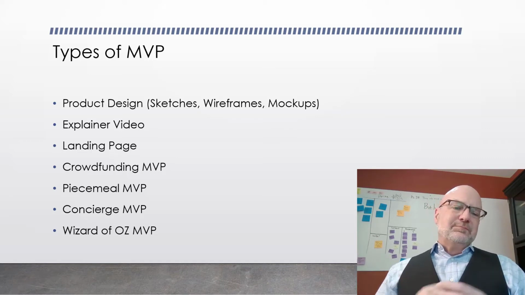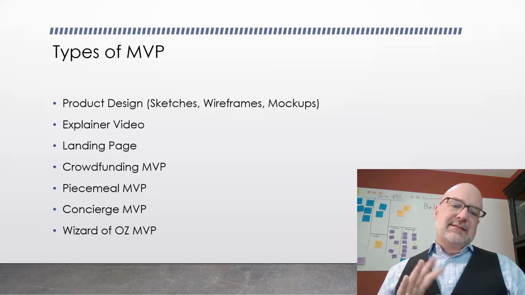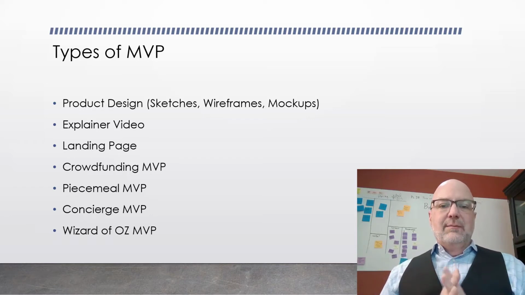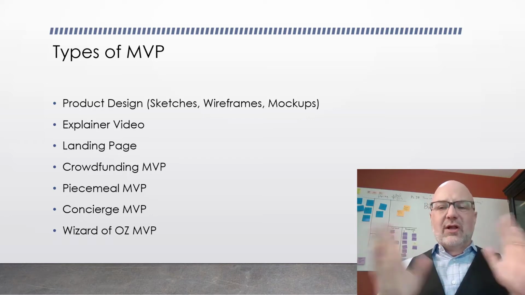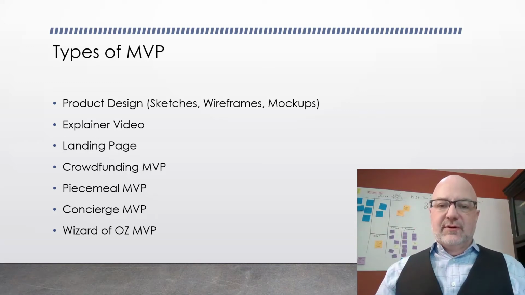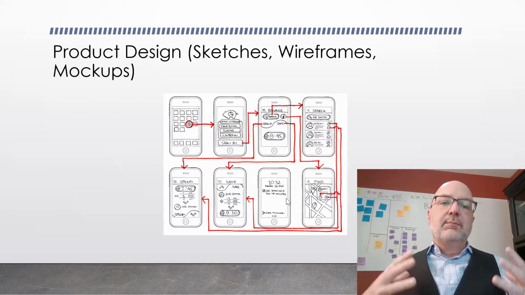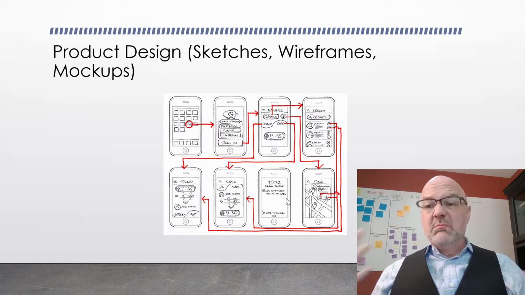But there are, what do I got here? 7 different versions. They're actually 6-ish, but we'll call it 7. Okay, so I'll just walk you through all these. I'm not going to read them to you off the screen. So types of MVPs. One is just doing product design sketches, wireframes, mock-ups, that kind of thing.